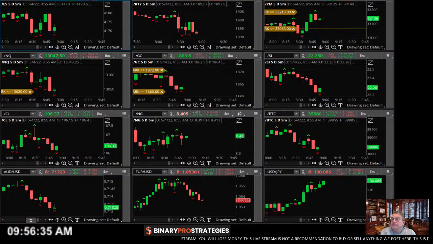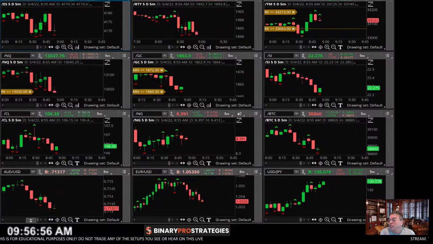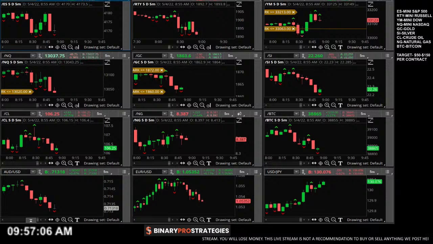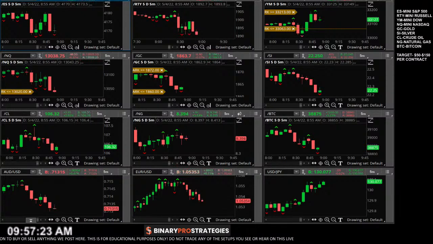Once again, if you're not familiar with the symbols, I'll go ahead and put those up for you here. All right, these are the symbols. When I say YM, I'm talking about the mini Dow, which is also called Wall Street 30. NQ is US Tech, which is also the NASDAQ.